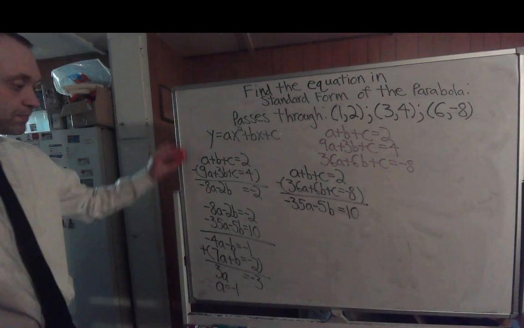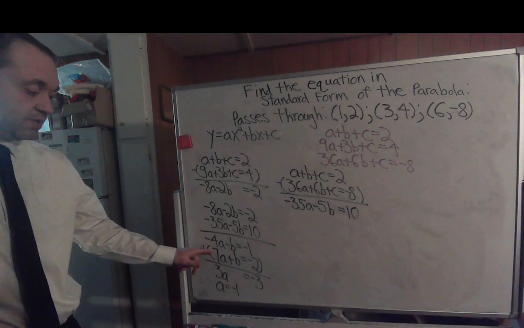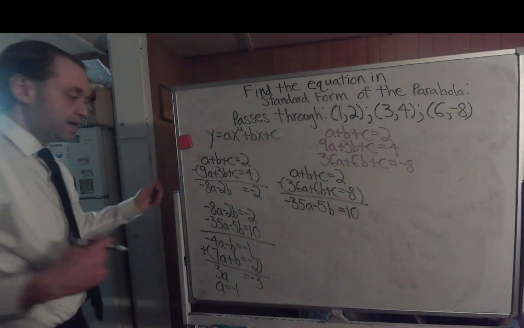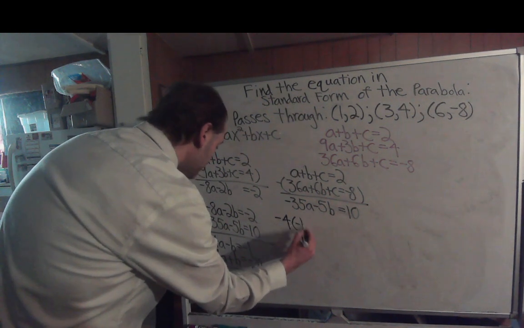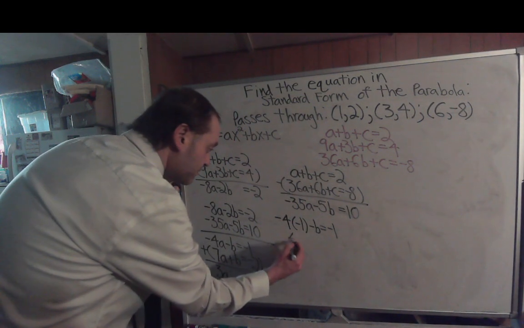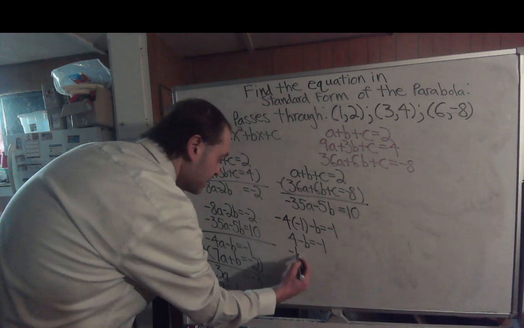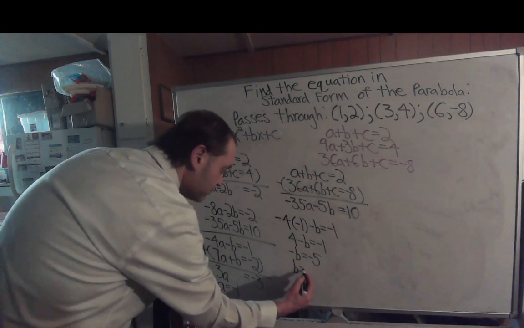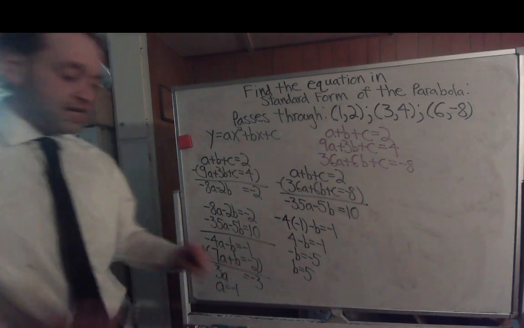Now, all I have to do is take a, put it into either one of these two equations, and then solve for b. I'll take the negative 4a minus b. So negative 4 times negative 1 minus b equals negative 1. So 4 minus b equals negative 1. Negative b equals negative 5. Well, that means b just equals 5. So we got a at negative 1, b at 5.